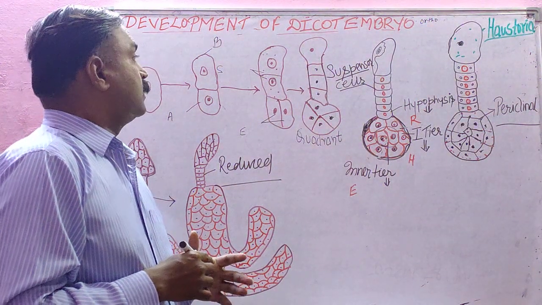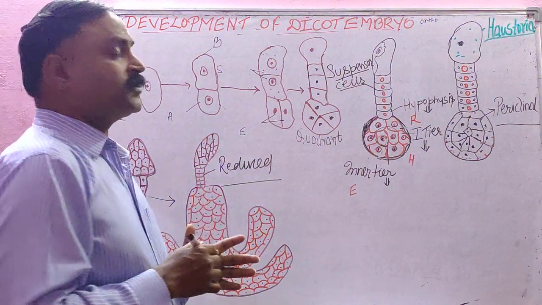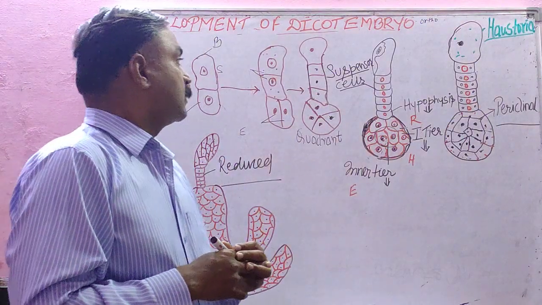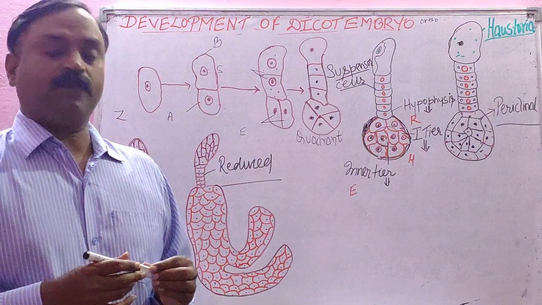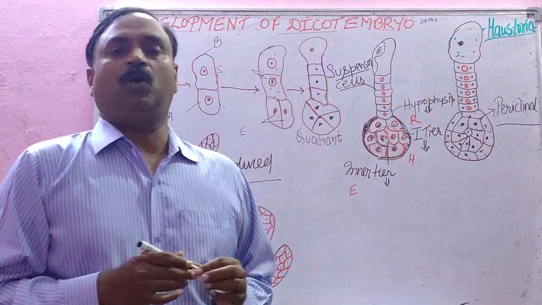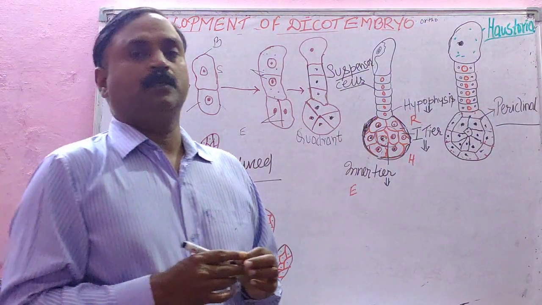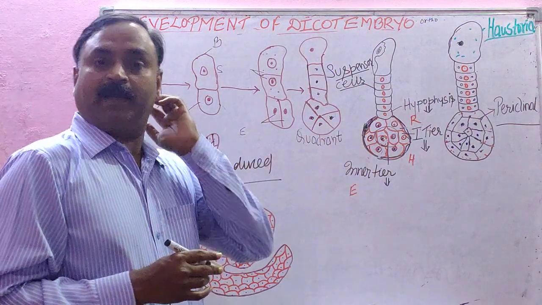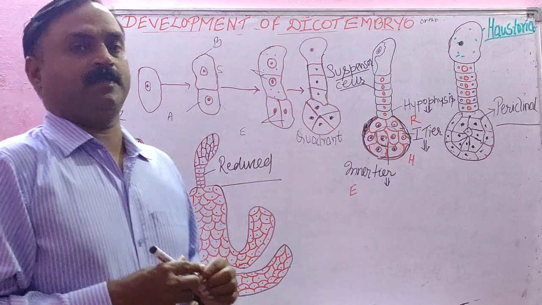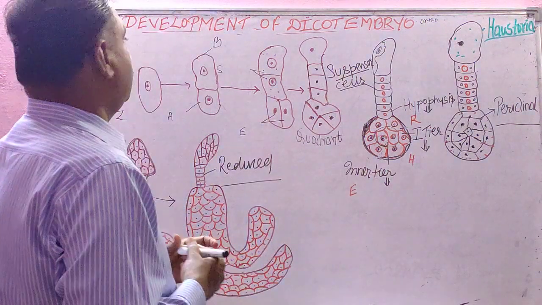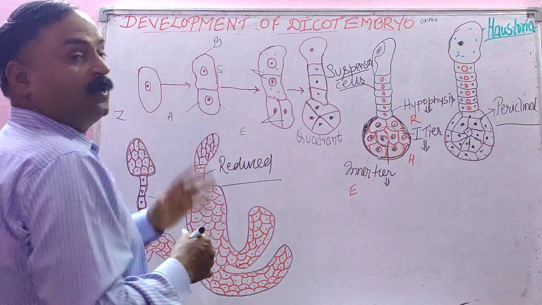Student, this is the last most important question of the angiosperm chapter, and definitely it is asked in long answer type questions. If stages are asked, it may be asked for 3 marks and description is asked for 5 marks. So let us see what happens during the development of dicot embryo.